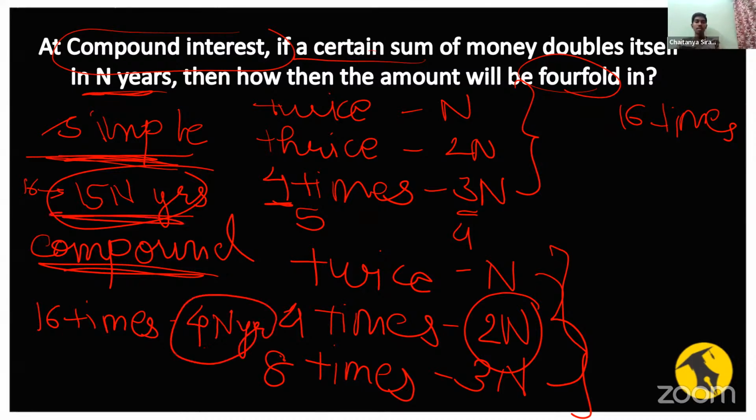All right. So this is the main difference between a simple interest and a compound interest. In simple interest, you take much longer duration. However, in compound interest, you take much less duration. So if there's some question of this nature, I hope you can solve it in your exam now.